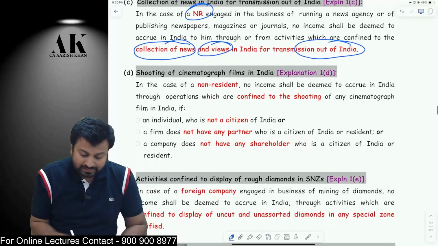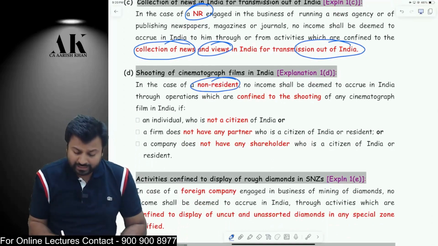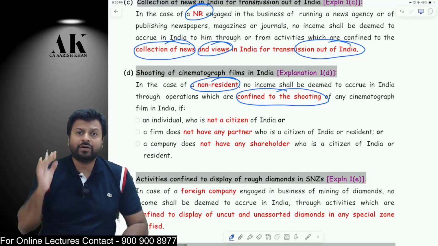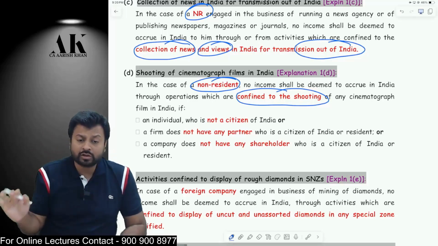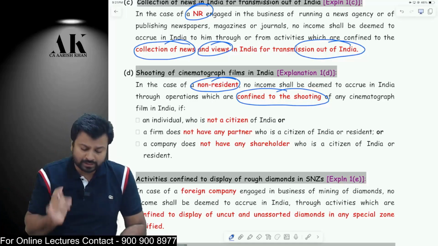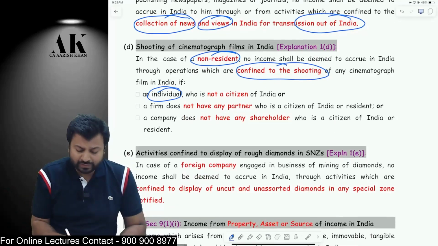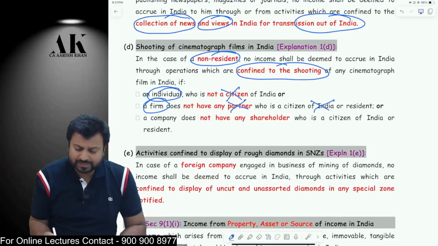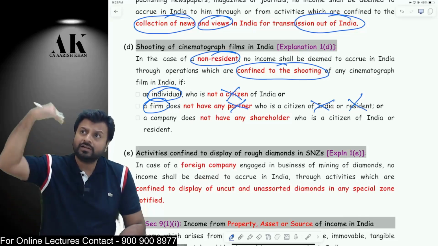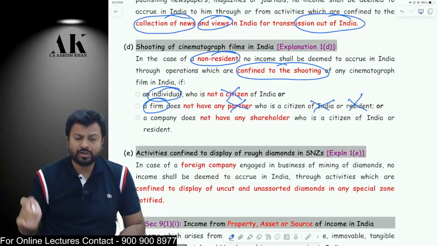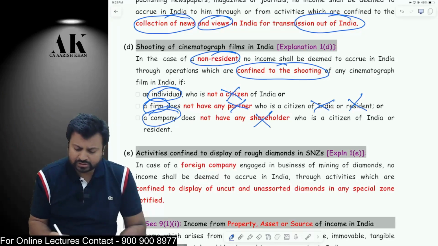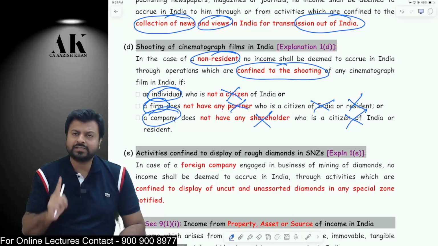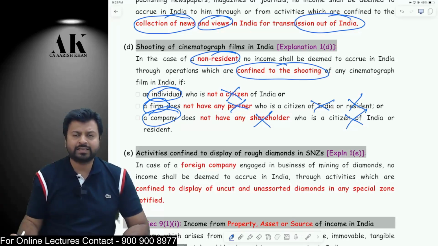Next, if a non-resident is coming to India for shooting of a cinematographic film, then that is also not accrued in India, not taxable in India, subject to some conditions. If the non-resident is an individual, he should not be a citizen of India. If it is a firm, no partner should be a citizen or resident of India. All the partners should be foreign citizens and non-resident. And if it is a company, no shareholder should be resident or a citizen of India. If these conditions are fulfilled, they will enjoy the benefit of exemption here.